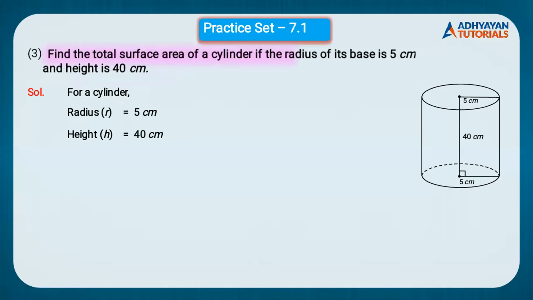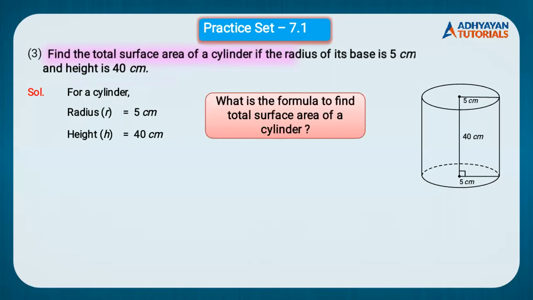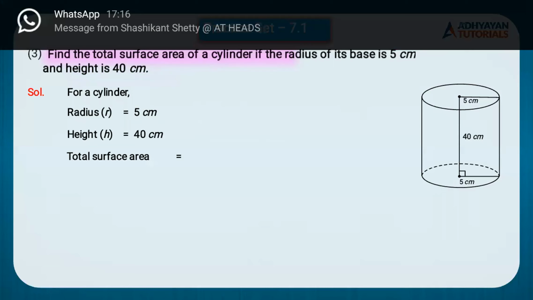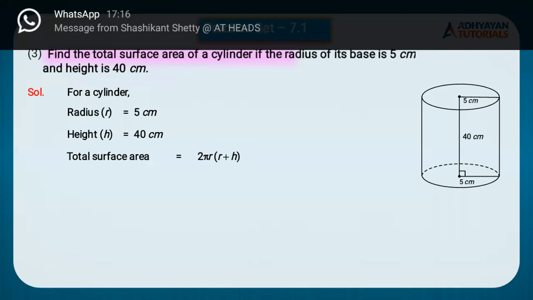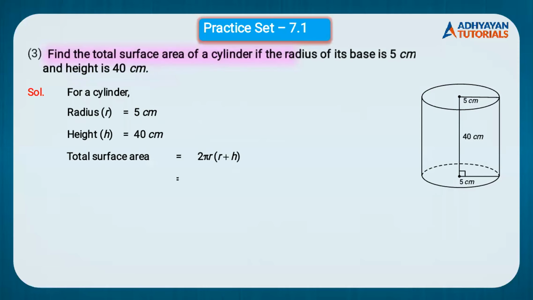So students, look in the formula sheet and tell me what is the formula to find the total surface area of the cylinder. Yes. Can you see all of you? Total surface area of cylinder is equal to 2 pi r (r plus h). So now 2 pi r, pi, what is the value of pi? This is very important here.